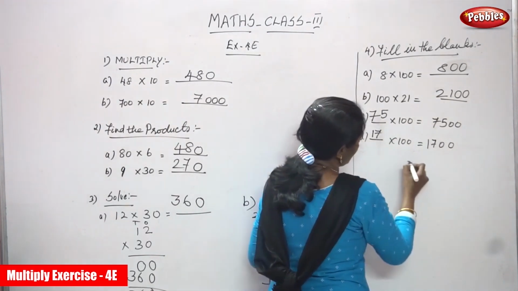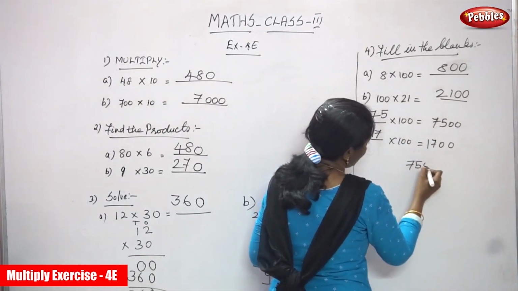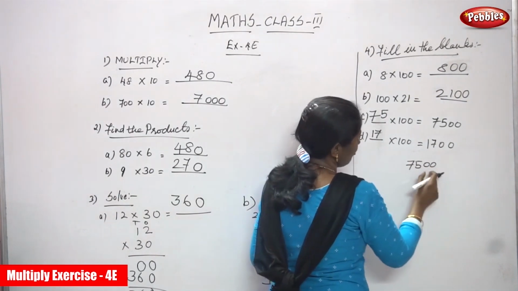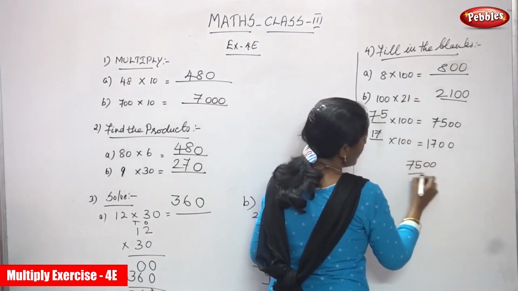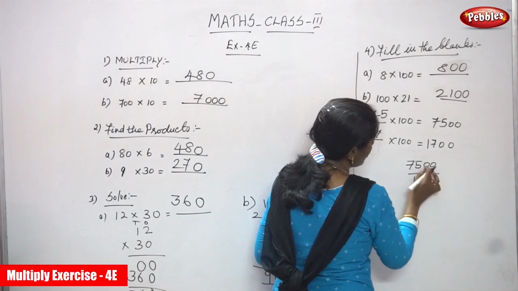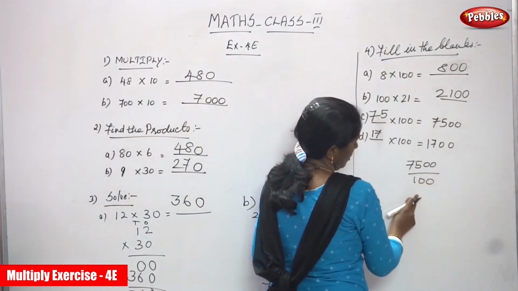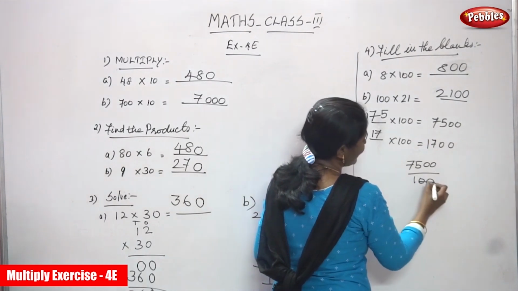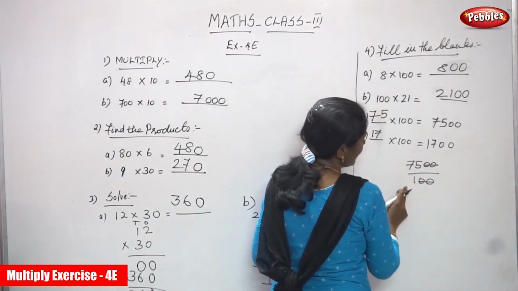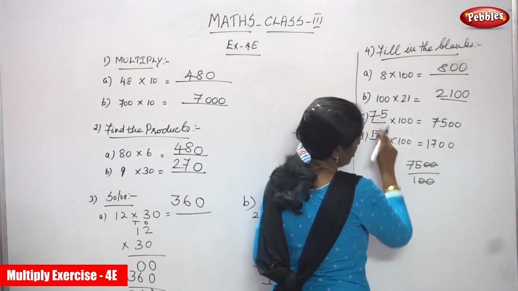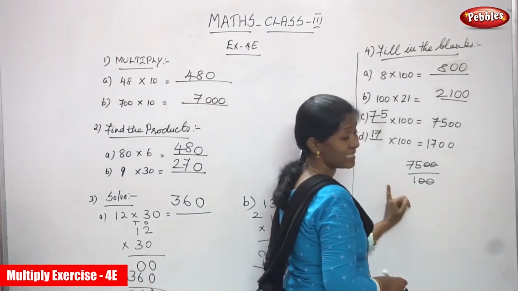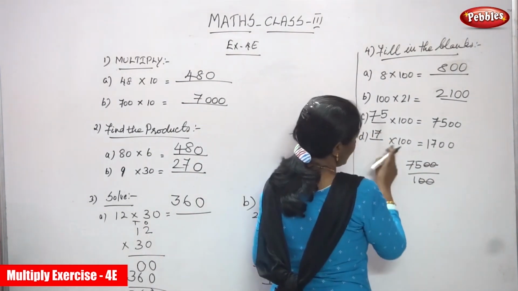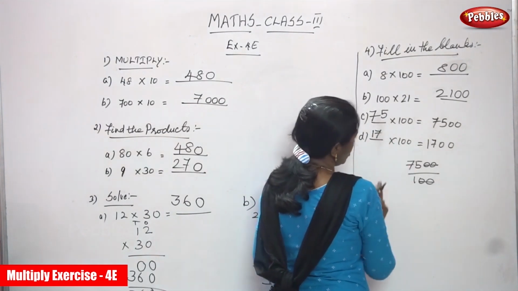Otherwise you can do one thing: 7500 is divided by 100. You can cancel these two zeros. 75 divided by 1, you get 75. So this is also one method. This is the division method. You can choose any one method and do that.